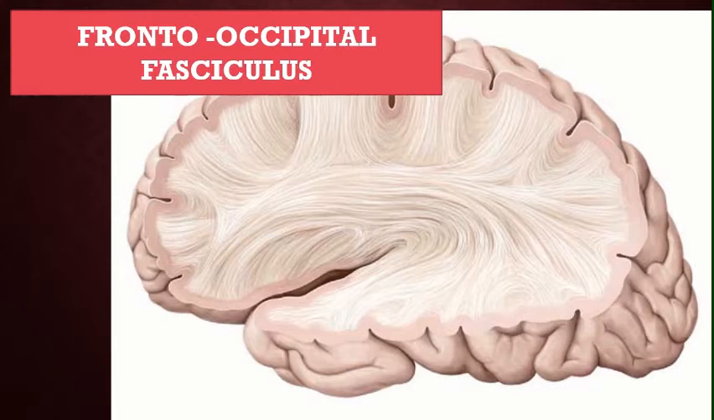The subcallosal bundle conveys the projection fibers from the cerebral cortex to the caudate nucleus. Okay, let us see one by one. Till this time we have seen the different types of long association fibers: cingulum, then uncinate fasciculus, superior longitudinal fasciculus, inferior longitudinal fasciculus, and the fifth one is fronto-occipital fasciculus.